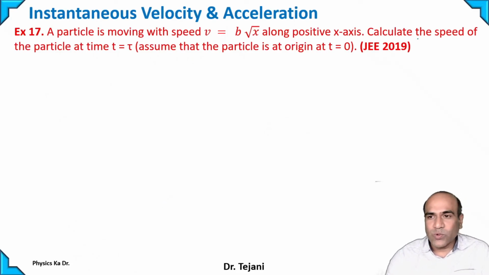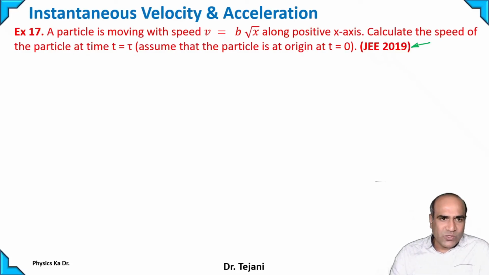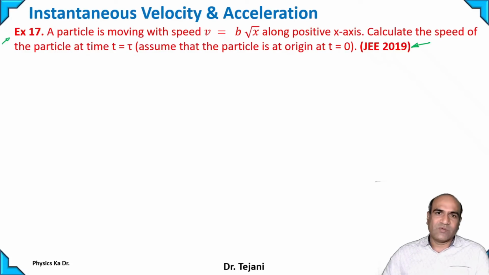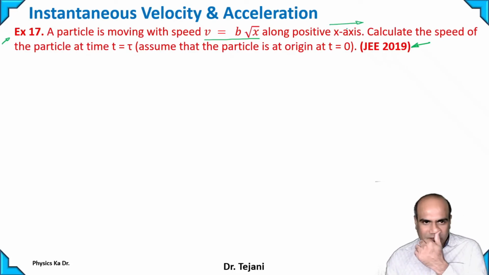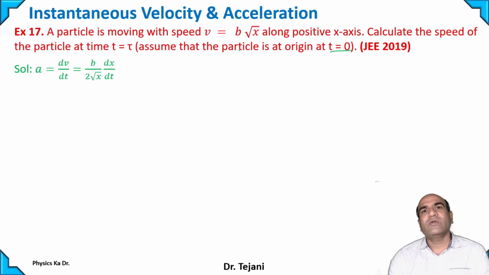And then, a question from JEE Main 2019. What you should do is pause the video and solve this question. Example 17 is given. A particle is moving with speed v equal to b root x along the positive x-axis. Calculate the speed of the particle at time t equal to tau. Assume that the particle is at the origin at t equal to 0. Fine. So here v is given as b root x, and we know that acceleration is equal to dv by dt. And if it is there x, always convert in this form.